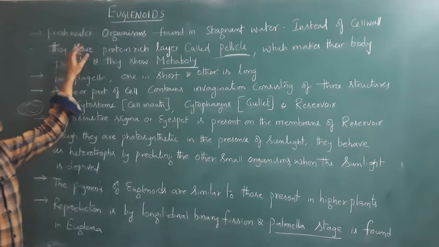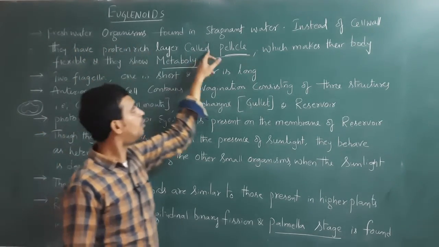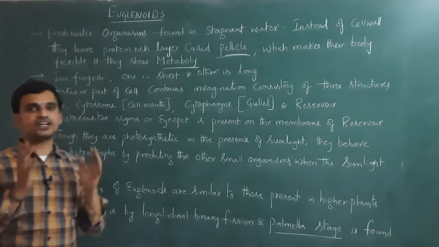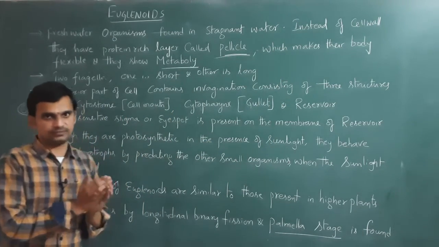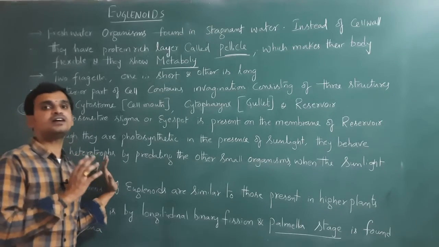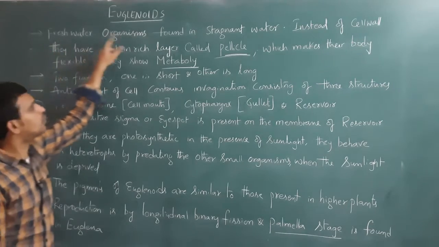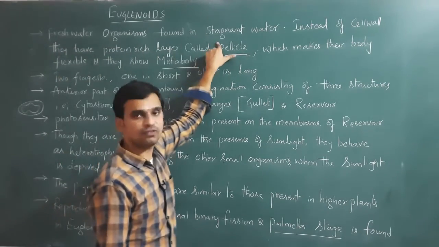So euglenoids are freshwater organisms found in stagnant water. Stagnant water means stored water, the fresh water that is stored. So they usually live in the fresh water that is stored in one particular place. So, freshwater organisms found in stagnant water.